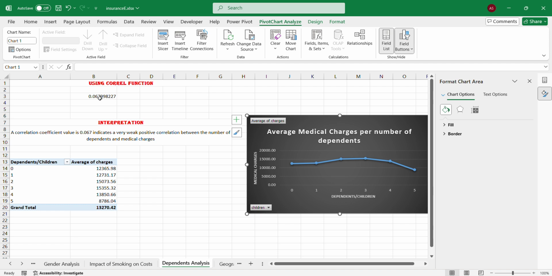And also using the CORREL function, which tells the correlation, the interpretation is that the correlation coefficient is around 0.067, which indicates a very weak positive correlation between the number of dependents and the medical charges.